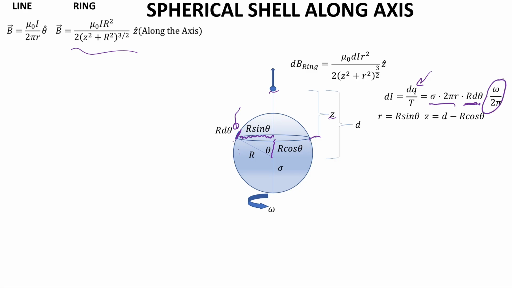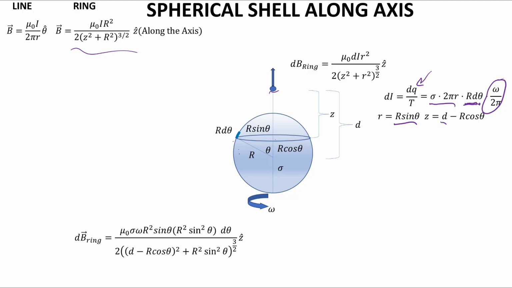So I also have the r value is r sine theta. And then z, the distance from the hoop to my field point in terms of the distance from the center of the sphere looks like this. So if I plug all of that in, it looks truly horrendous. This looks like it's going to be an awful integral. And it is, but honestly, it's not your problem.